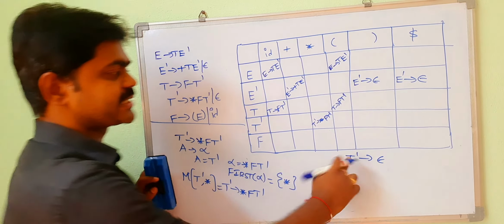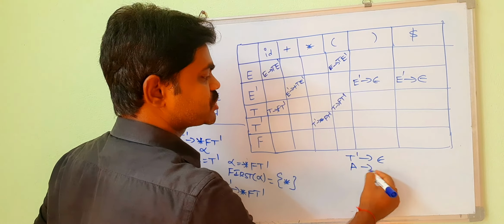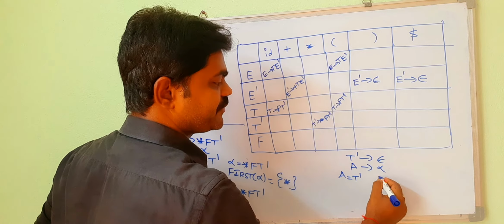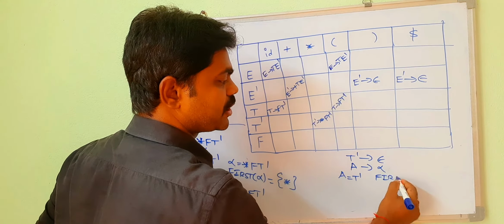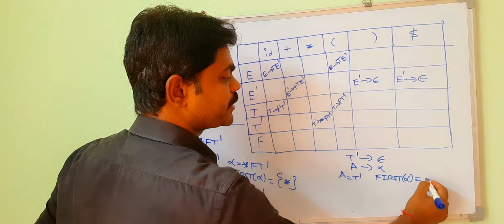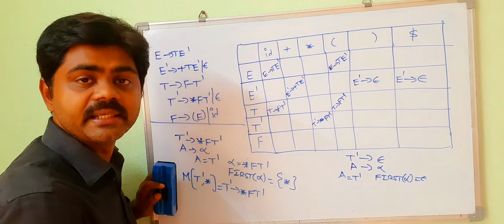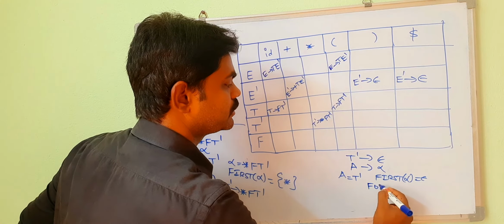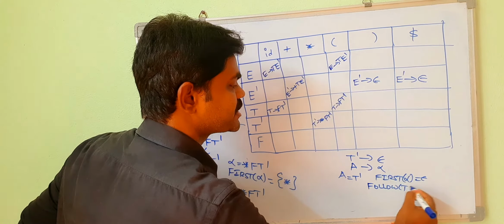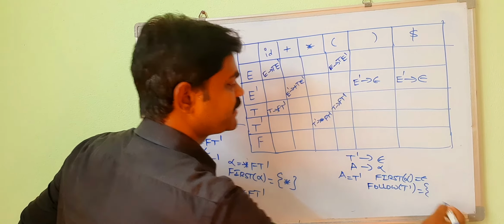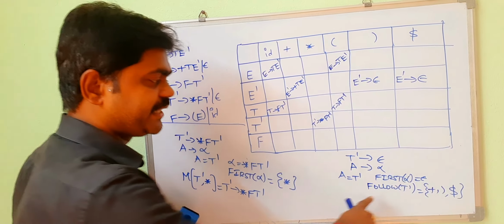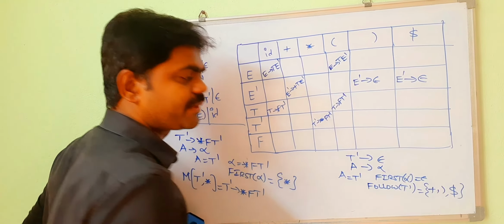So next is T dash tends to epsilon. So A tends to alpha, where A equal to T dash, and first of alpha equal to epsilon. So what do we write when first of alpha equal to epsilon? We should write follow of A, that is nothing but follow of T dash. So what is follow of T dash? Follow of T dash is plus, right parenthesis, comma, dollar.